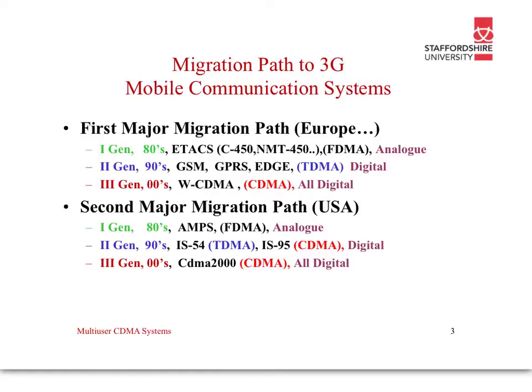So first generation occurred in the 1980s in Europe. There were the Extended Total Access Communication Systems, or ETACS, and there were several versions of these. And in the States it was the Advanced Mobile Phone System. These were analog communications, because at that time we used analog, and it was based on frequency division multiple access, in which each user had a share of space along the frequency channel.